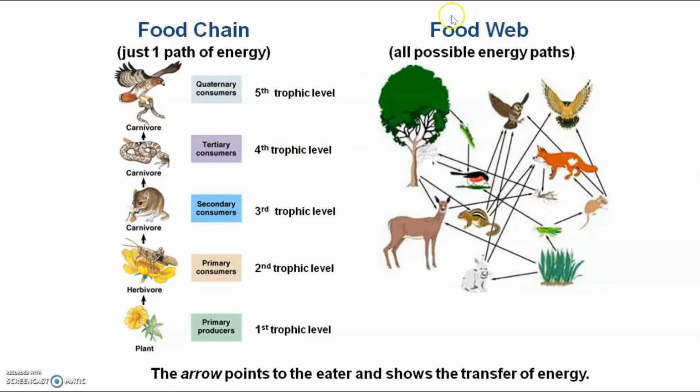And over here in the other type of model, which is referred to as a food web, we can see that there is not just one path. There are many possible paths that the energy can take, right? So the grass down here is eaten by a rabbit, by a grasshopper, by a deer, and the grasshopper gets eaten by either a mouse or a bird, and so forth.